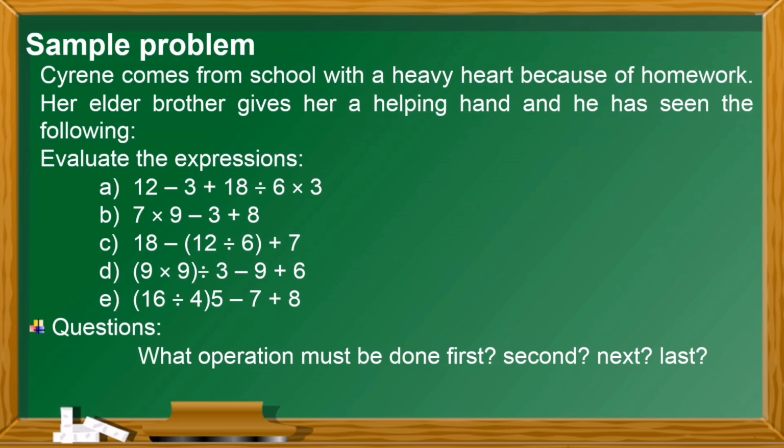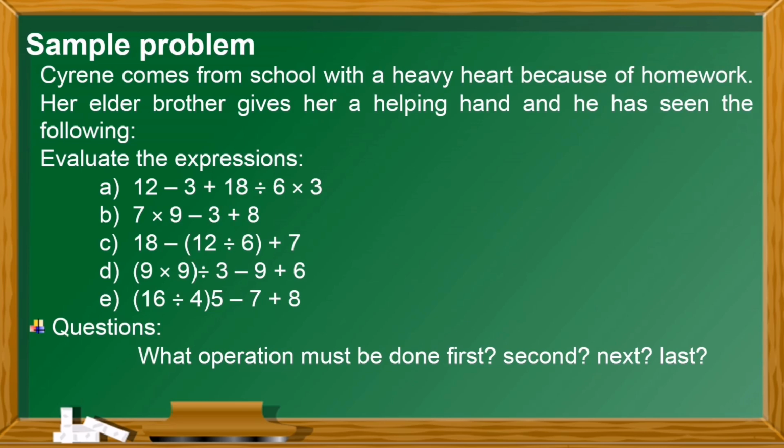Letter D, parenthesis 9 times 9 parenthesis divided by 3 minus 9 plus 6. And letter E, 16 divided by 4, parenthesis 5 minus 7 parenthesis plus 8. And there is a question, what operation must be done first, second, next, and last?